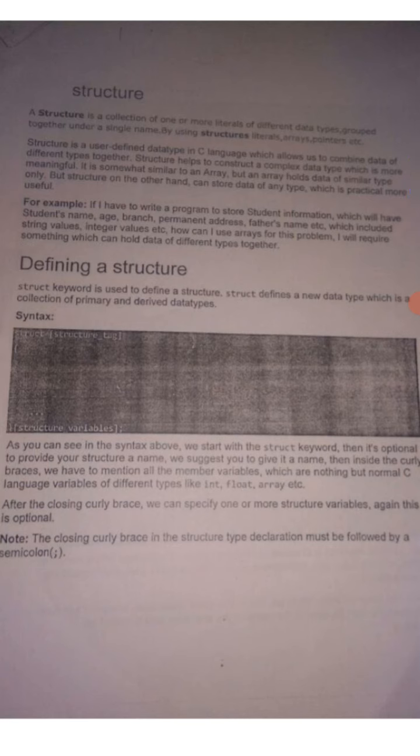For example, if I have to write a program to store student information which will have student's name, age, branch, permanent address, father's name, etc., which include string values, integer values, etc. How can I use arrays for this problem? I will require something which can hold data of different types together.